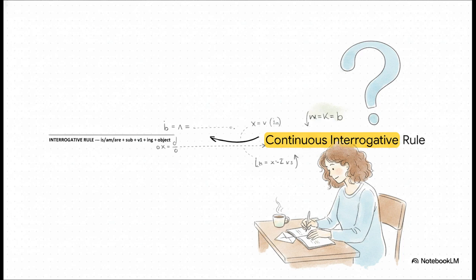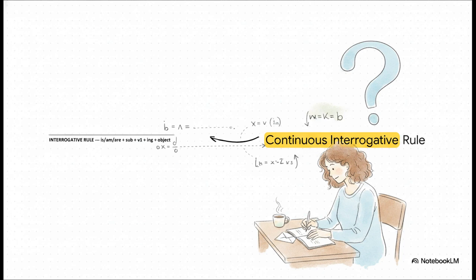Notice how we pull the helping verb variable right to the very front of the equation? The formula becomes is, am, or are plus subject plus V1 plus ing plus object. Let's plug in our variables. We get, is she writing a letter? By simply moving the is to the front and sticking that ing onto the verb, we've mathematically engineered a question about an ongoing action.